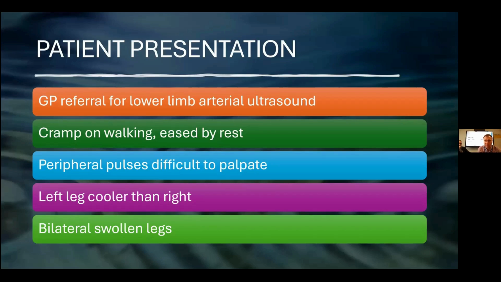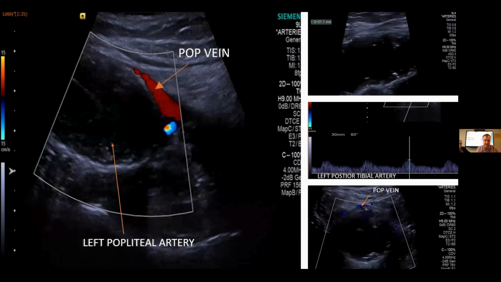Femoral arteries were flowing quite nicely, but as we track down the leg, we can see the image on the left. This is the popliteal artery here, left popliteal artery, and the popliteal vein. You can see that there's a left popliteal artery aneurysm, and the vein is compressed.